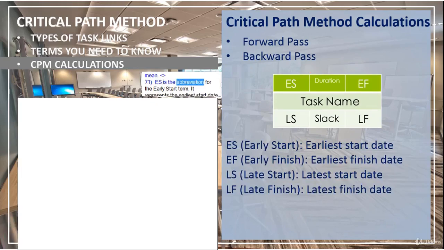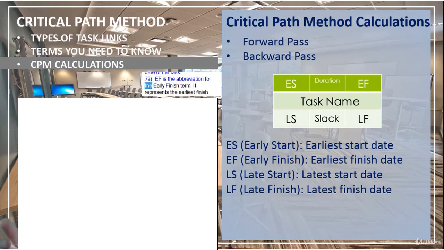ES is the abbreviation for the early start term. It represents the earliest start date of a task. If everything goes according to schedule and predecessor tasks have started and completed on time, this term represents the earliest starting date of the task.